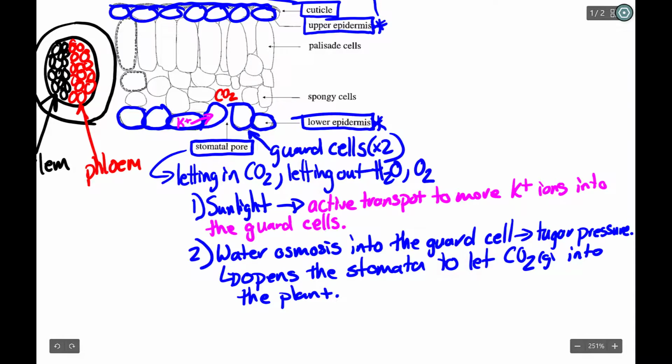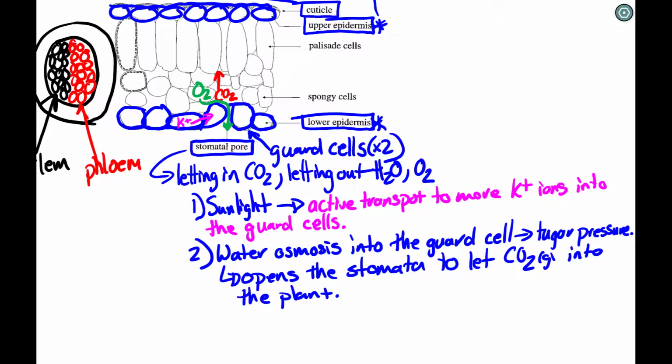So the CO2 would then move in. Now, that's moving into the plant. After photosynthesis, there's a higher concentration of oxygen inside the plant. And so by diffusion, it just moves out of the plant because there's a higher concentration of oxygen inside of the plant. So this is where the gas is exchanged.